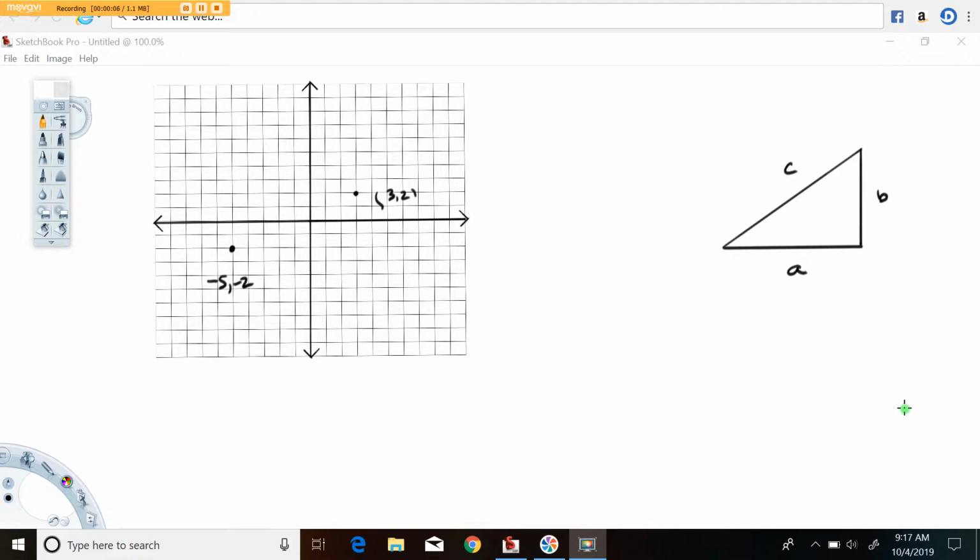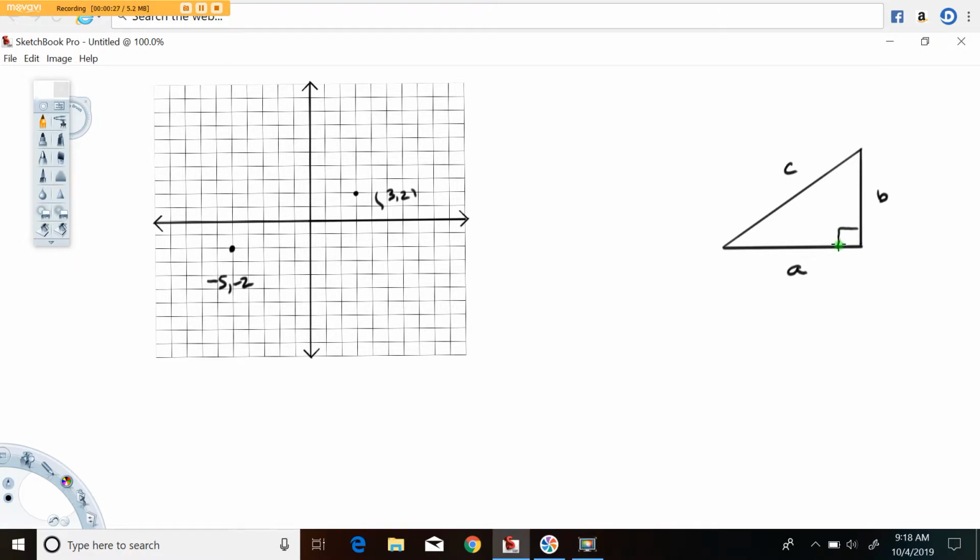I'm making this video to help you understand how to calculate the distance between 2 points on a Cartesian coordinate system. Before we get to this example, take a look over here. This picture is of what's called a right triangle. A right triangle is a triangle that has a 90-degree angle in it.